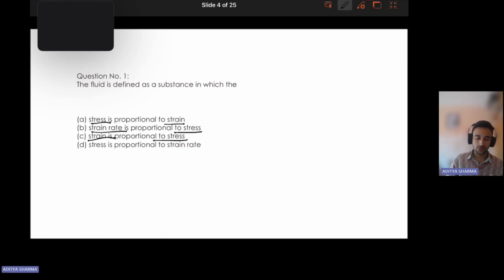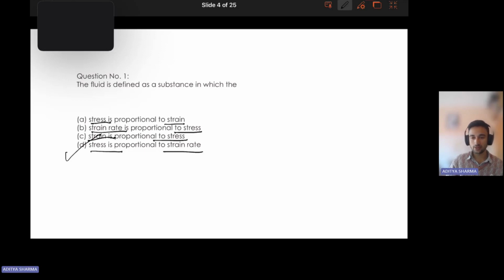So we know stress is proportional to strain for solids, but here the question is for fluids. So we have to answer keeping in mind fluids. Then the fourth statement is stress is proportional to strain rate. So for this particular question, this fourth statement is the right one.